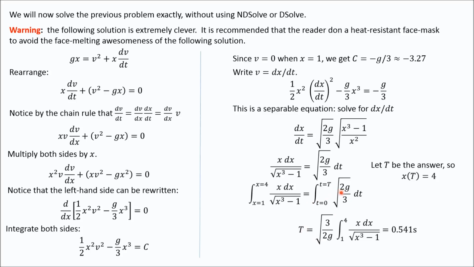So the right-hand side is just root 2g over 3 times capital T. So we can divide both sides by root 2g over 3, and we get that capital T is equal to what you see here. And then I just evaluated this by computer to get 0.541 seconds, which is the correct answer that we got on the previous slide. Note that g is 32 feet per second squared because we are dealing with feet instead of meters.